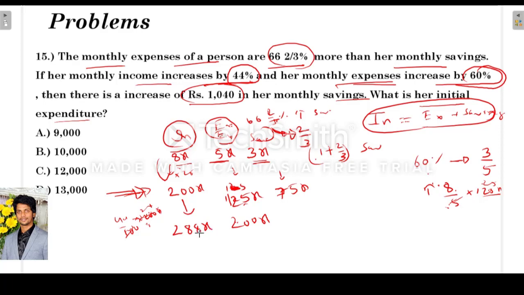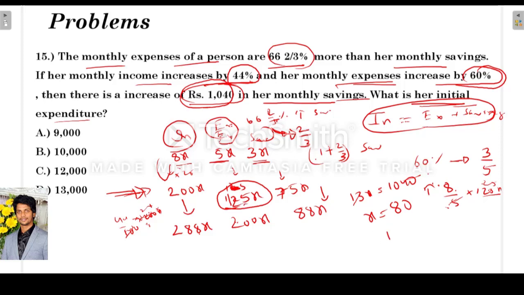Then savings is equal to income minus expenditure. So 288x minus 200x is 88x. Now they are telling her monthly savings increased by rupees 1040. So how much is it increased? 13x. This is equal to 1040, means x is equal to 80. So they are asking what is her initial expenditure. We assumed her initial expenditure as 125x. So 125 into 80 is 10,000. So her initial expenditure is 10,000.